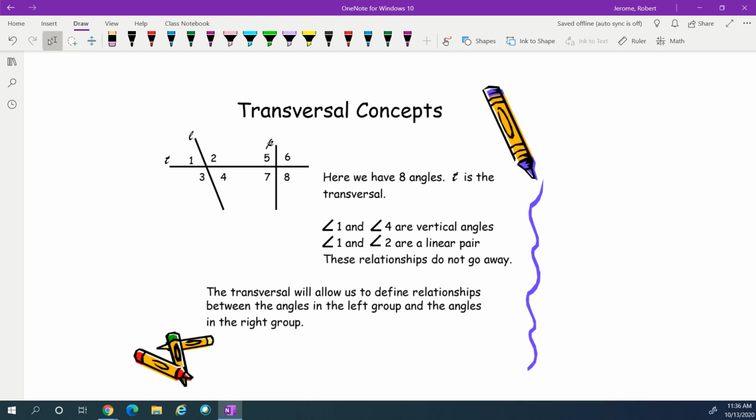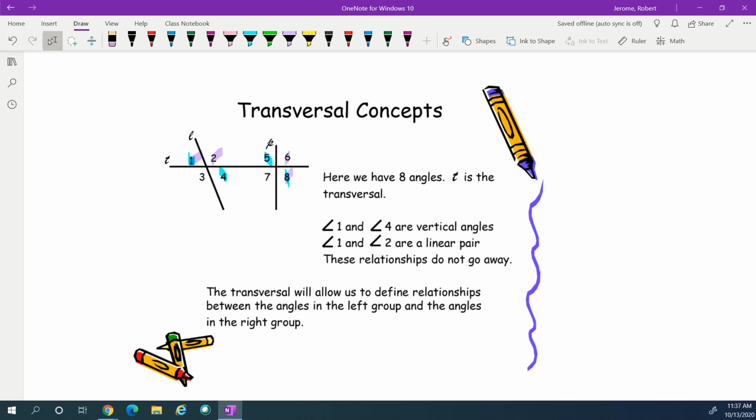But the old stuff does not go away. So even though we have 8 angles in this picture, we still have angles 1 and 4 that are vertical angles. So 1 and 4 are vertical angles. 1 and 2 are still a linear pair. 6 and 8 are a linear pair. 8 and 5 are vertical angles. So the old stuff does not go away.